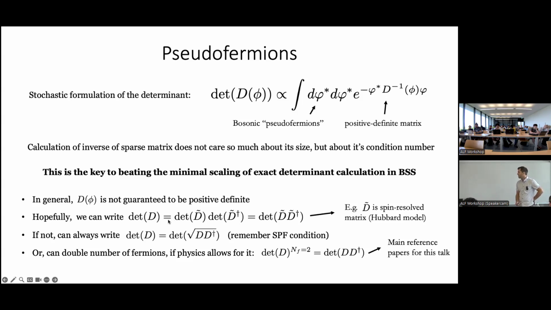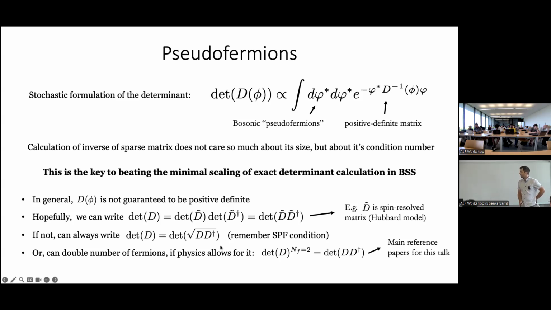And if that's not the case, then you can always bite the bullet and write any positive determinant as the determinant of the square root of D dagger D, where D dagger D is always going to be positive definite, and then you just need to compute the square root in some fashion, which adds some cost. And I'll talk more about this in day 2.